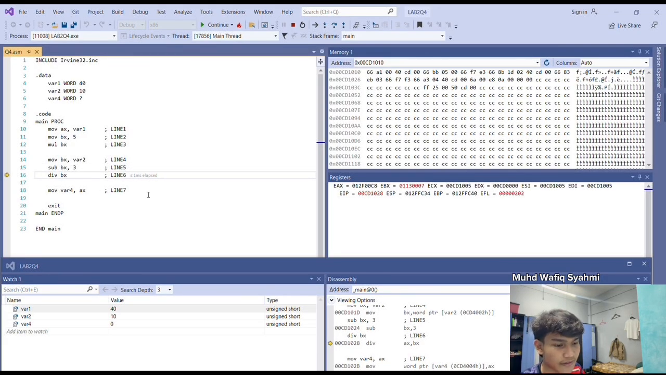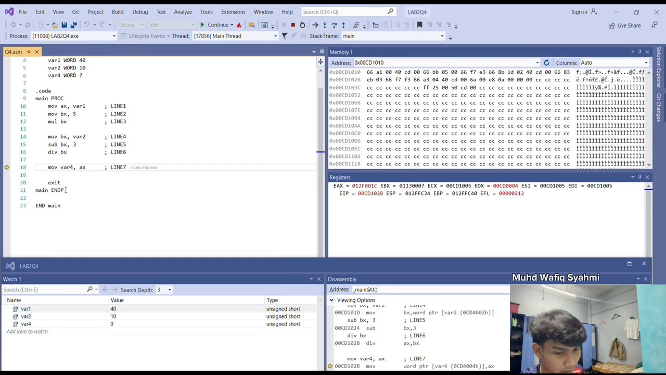Okay, then we go to line 6. Line 6 shows div BX. DX:AX is equal to 200, right? Then we divide by 7. 200 divided by 7, we get 28, remainder 4. AX stores the quotient and DX stores the remainder.